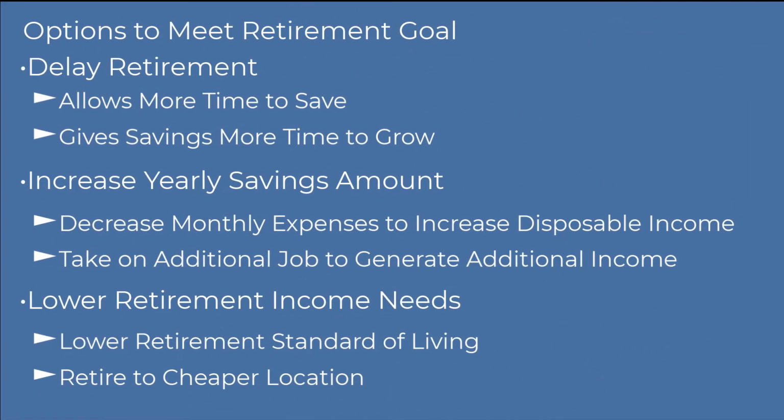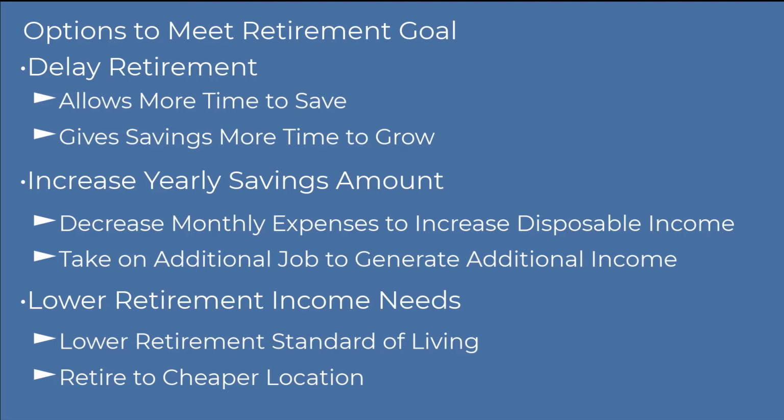And the couple actually still has a few options that they can use to still try to meet their retirement goal. So first, they could delay retirement, and this will allow them not only to save more, but will also give their investments more time to grow. They could also increase their yearly savings, and they could do this by either decreasing their monthly expenses, which would in turn increase their disposable income, or they could take on a second job to generate some additional income to invest.